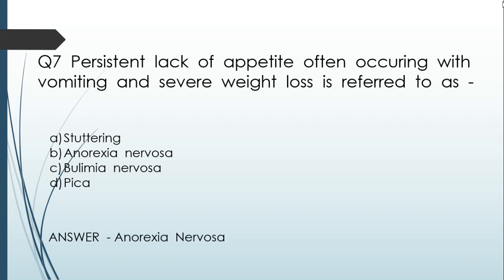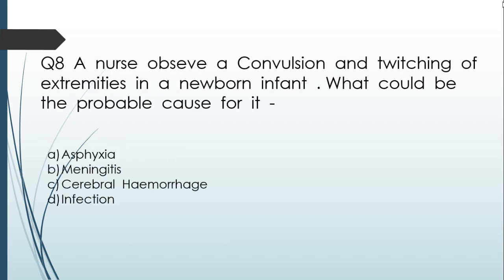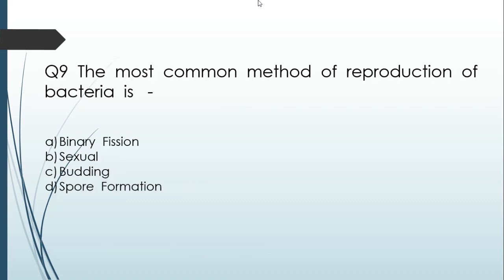anorexia nervosa. And the eighth question is a nurse observed a convulsion and twitching of extremities in a newborn infant. What could be the probable cause for it? And its options are option A asphyxia, option B meningitis, option C cerebral hemorrhage, and option D infection, and its answer is cerebral hemorrhage.